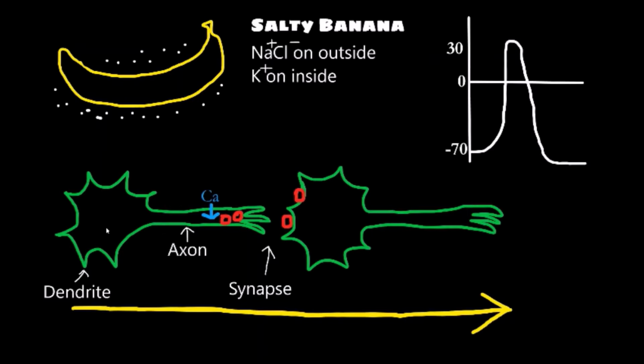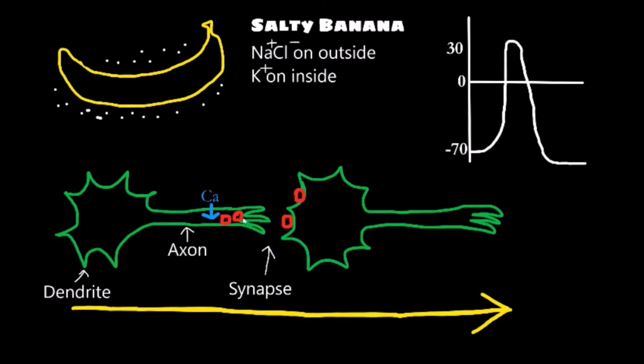Before we get into how they work, I'm just going to point out the different parts of a neuron. As you can see here, the dendrite at the beginning is where neurotransmitters are received from a previous cell. Then the signal will travel along this portion, which is called the axon.